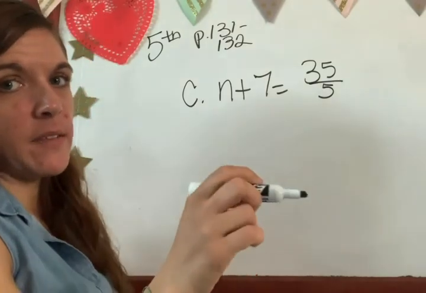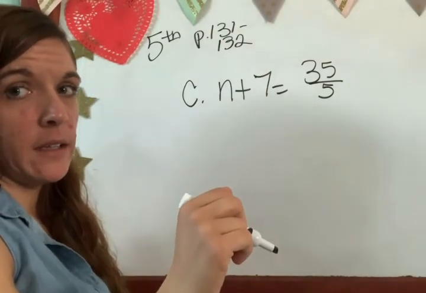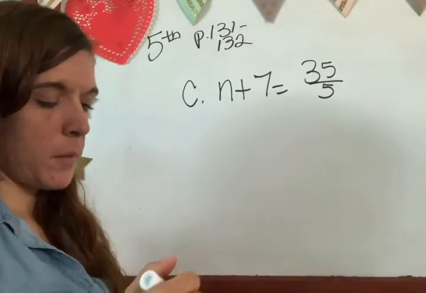Ready? N plus 7 equals 35 over 5. Okay. I'll give you 2 more minutes.